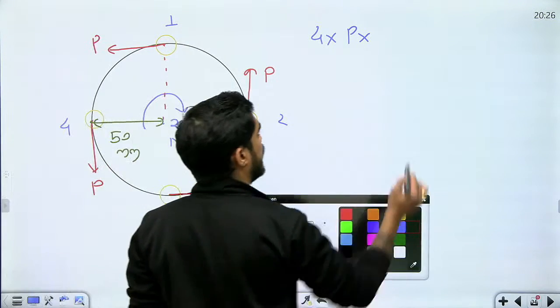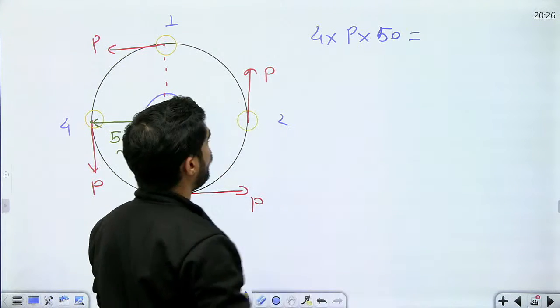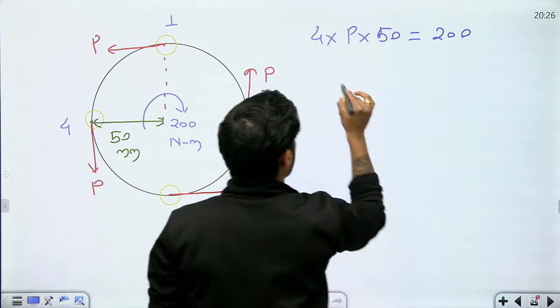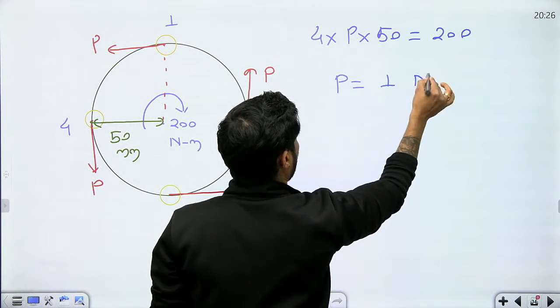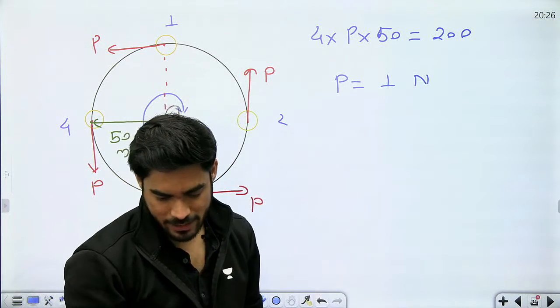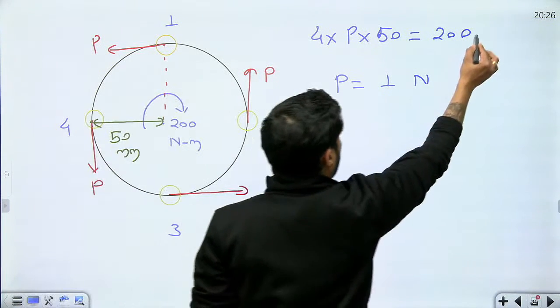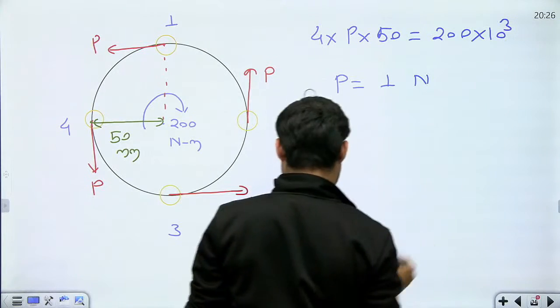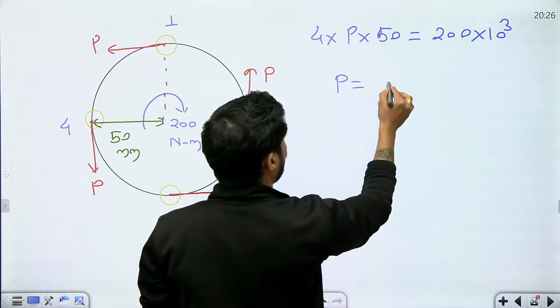तो मेरे भाई ये हो जाएगा 4 into P into 50 equal to 200. तो P कितना आ रहा है मेरे भाई? 1 न्यूटन. P आ रहा है 1 न्यूटन. अच्छा सॉरी, ये mm में है तो इसको मैं ऐसा कन्वर्ट करूंगा. So this will be 1000 Newton.